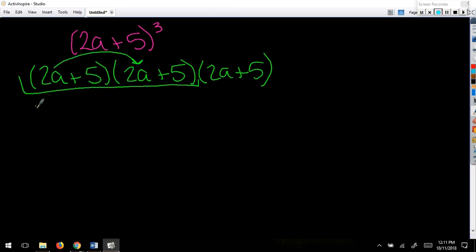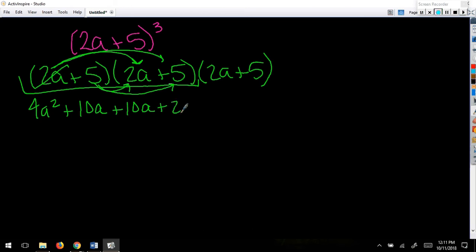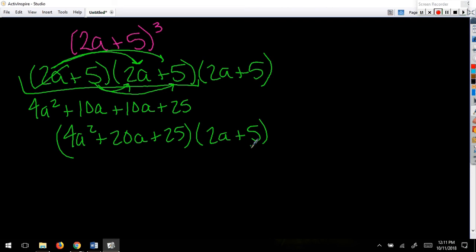2a times 2a would give me 4a squared. 2a times 5 would give me 10a. 5 times 2a is 10a, and 5 times 5 is 25. Again, get those like terms together. 10a and 10a is 20a. And to that, I'm going to multiply 2a plus 5. And I'm ready to distribute yet again. So I have 4a squared.